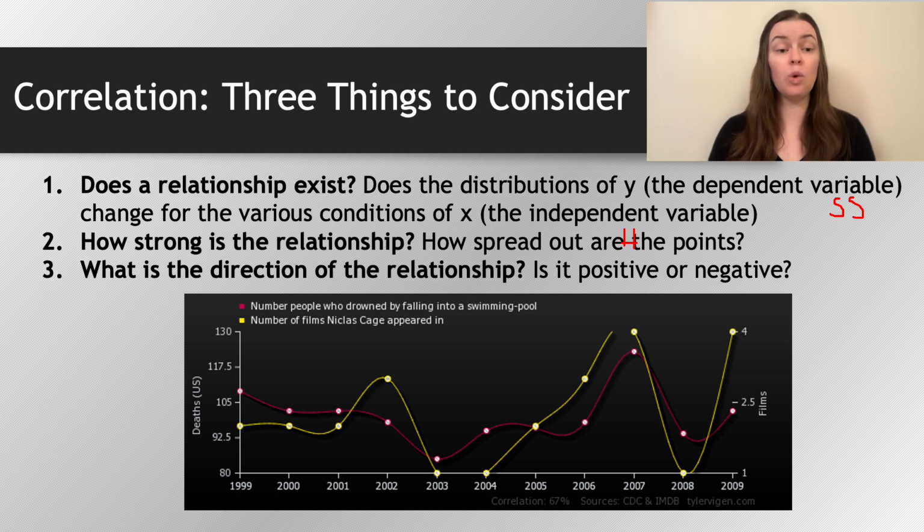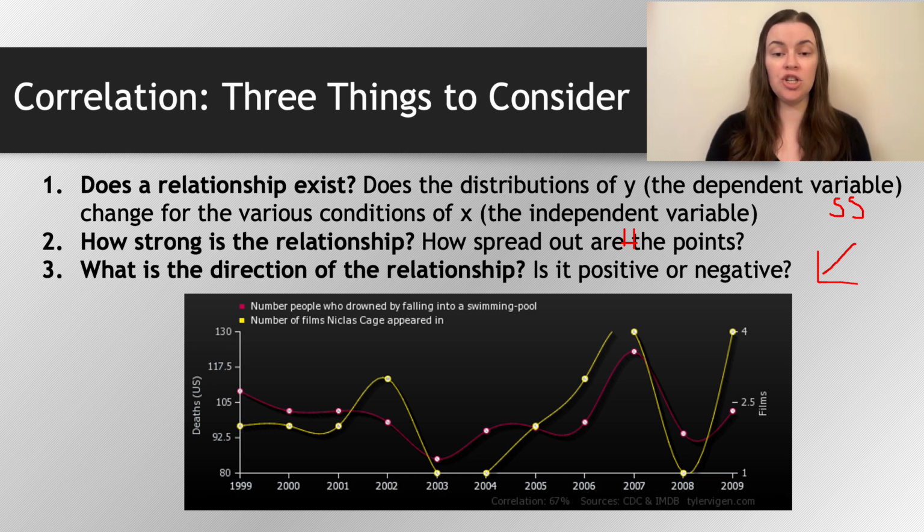And the third one is, what is the direction of the relationship? Is it positive or negative? And so what you can ask yourself here is, what is happening to these two variables at the same time? An indicator of a positive relationship is if both variables are increasing at the same time. And this is what we saw in the scatter plot just before, right? As an individual's height increased, so did their shoe size, right? Both were increasing at the same time. So a general positive relationship looks like this.